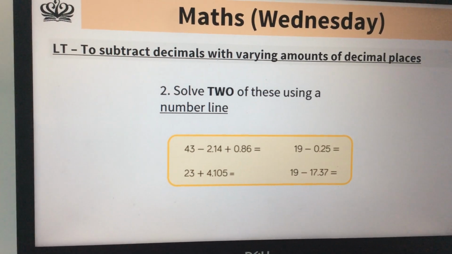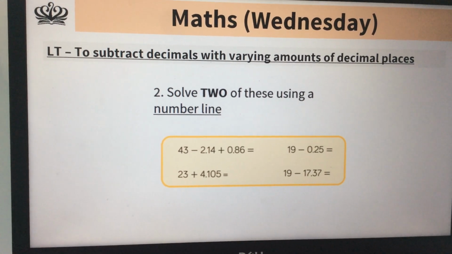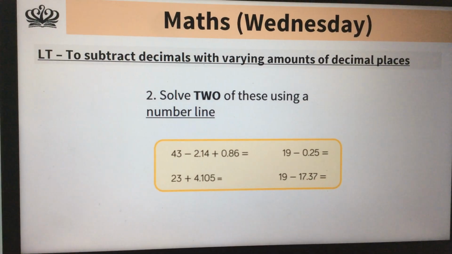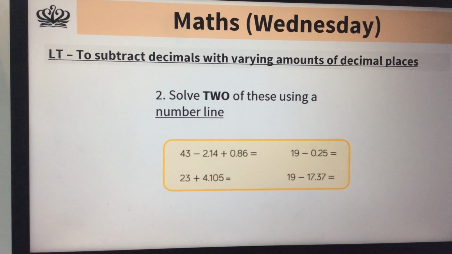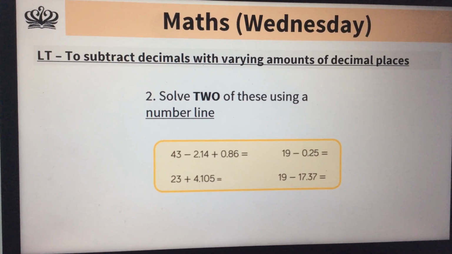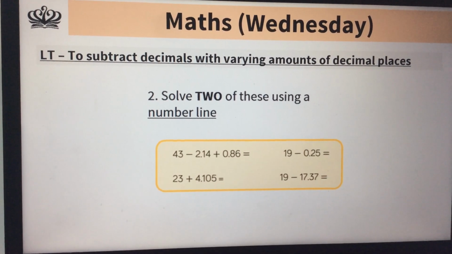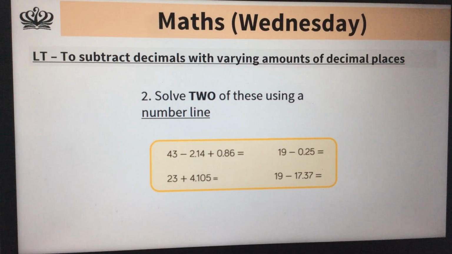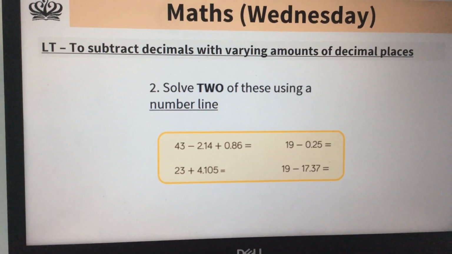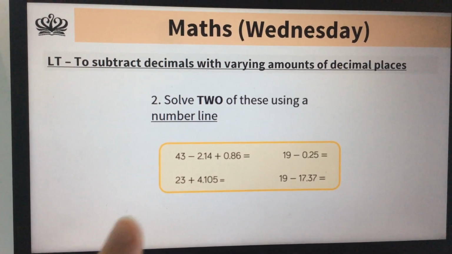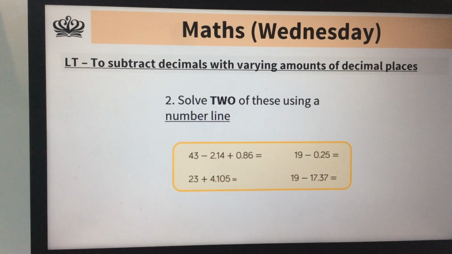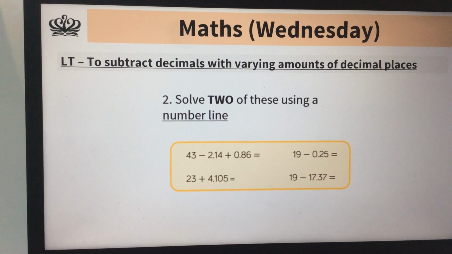Right, the next one requires you to use a bit of a number line. Some of you find this quite difficult. Some of you, I think, will want to use column subtraction, but we want to see you using a number line. So please upload photographs of those number lines as well. Don't just put in the answers. Show us that you've used number lines to work these out. And you need to choose 2 of them. So they're 4, and you need to choose 2. Okay, let's have a quick look at a couple of these.